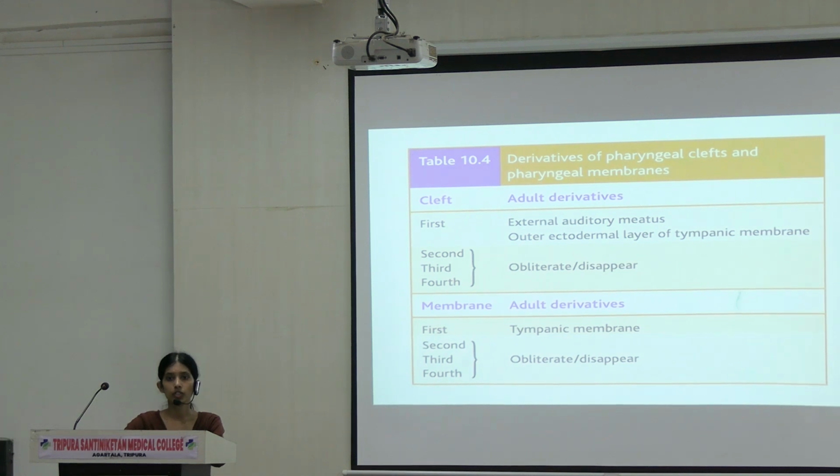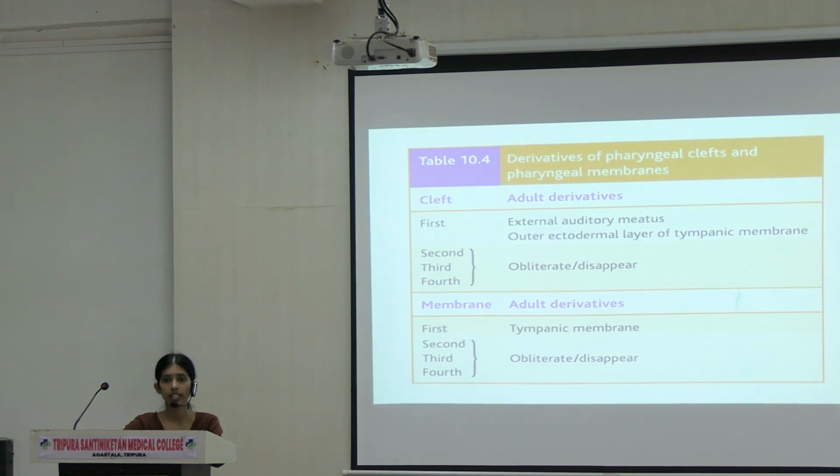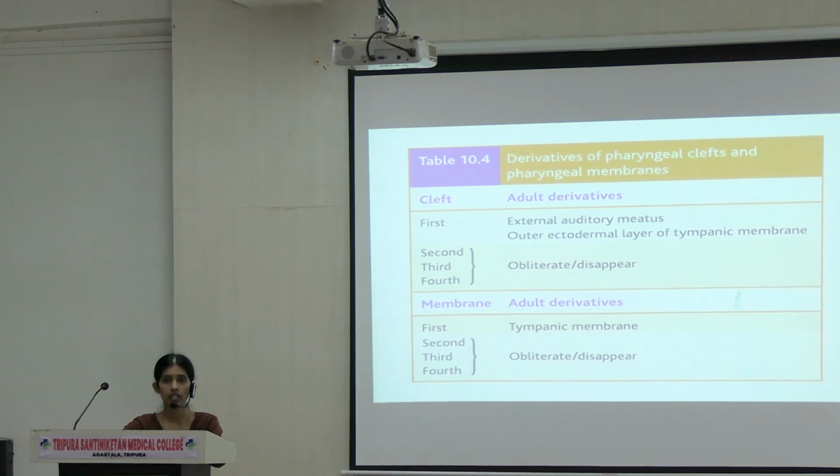Pharyngeal apparatus, which is also known as branchial apparatus, is a complex structure that is formed during the early embryonic stage, and it gives rise to various structures that are present in our head and neck region, including face, jaw and part of the ear. Okay, and the pharyngeal apparatus consists of pharyngeal arches, clefts, pouches and pharyngeal membrane.